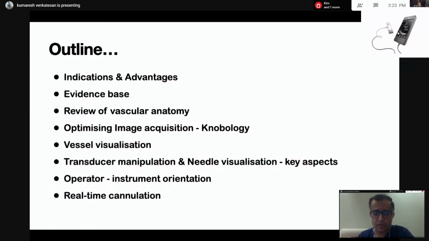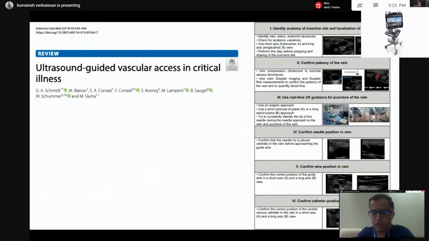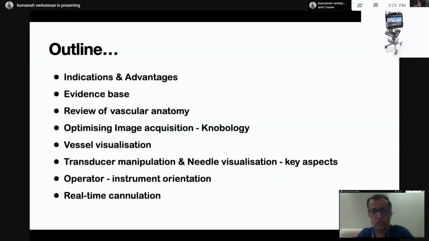Now I'm going to talk about vessel visualization, transducer manipulation, and needle visualization. Before I go on to that, remember in the earlier presentation, on the earlier slide, I talked about the high incidence of mechanical complication in a recent study. And what I found was especially the novice users have problems using the transducer and visualizing the needle.